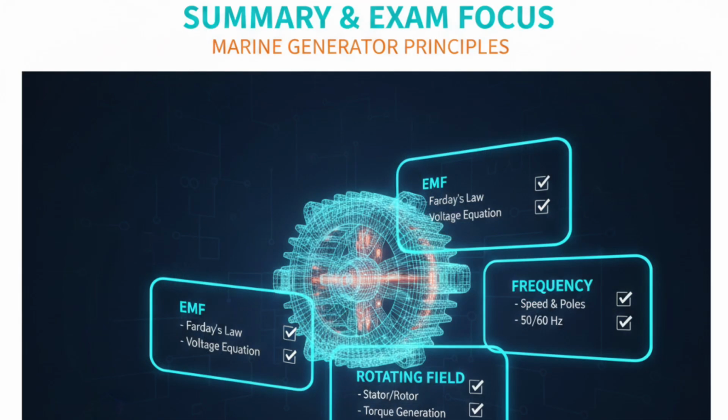Summary or exam focus. To conclude today's lecture, alternators operate on electromagnetic induction where a rotating magnetic field cuts stator conductors to generate AC voltage. The EMF equation links voltage to flux, frequency, and winding design, while the frequency formula connects rotor speed and number of poles. Three-phase systems dominate marine power distribution because of their efficiency and stability, and excitation control maintains voltage during load changes. For examinations, be ready to derive equations, sketch waveforms, explain synchronous speed, and discuss DG set operation practically.